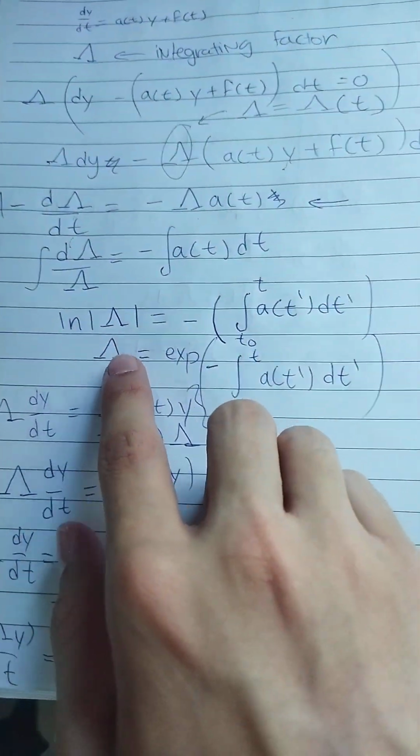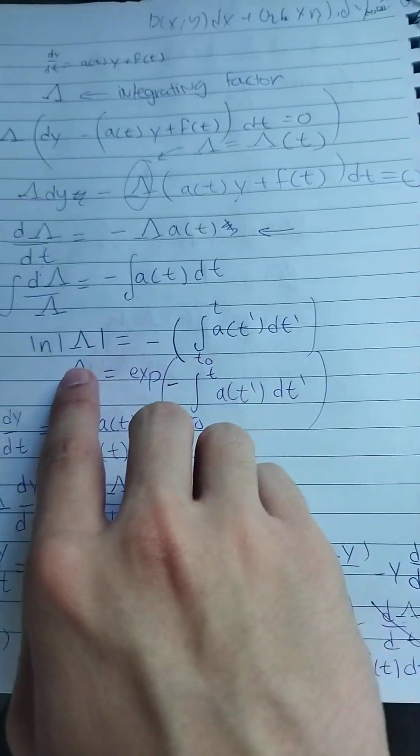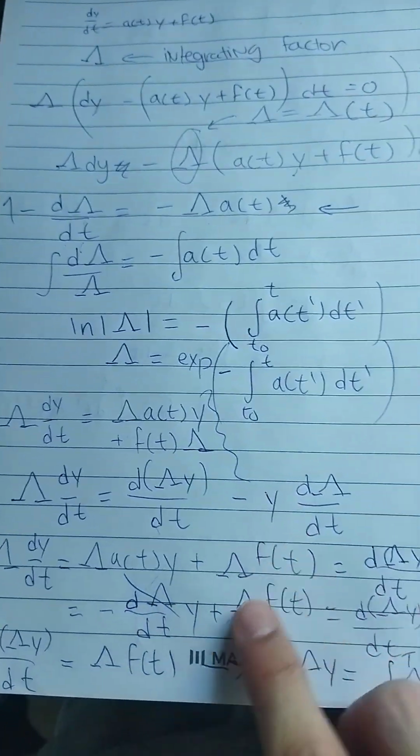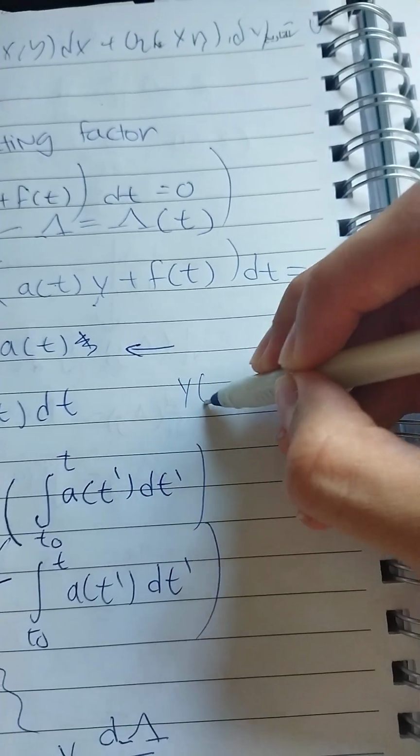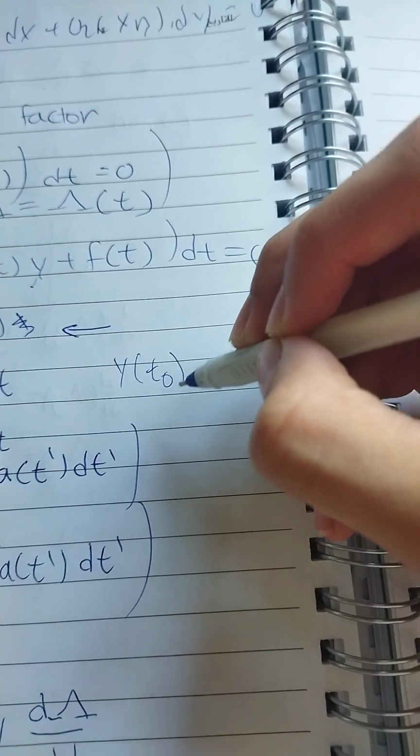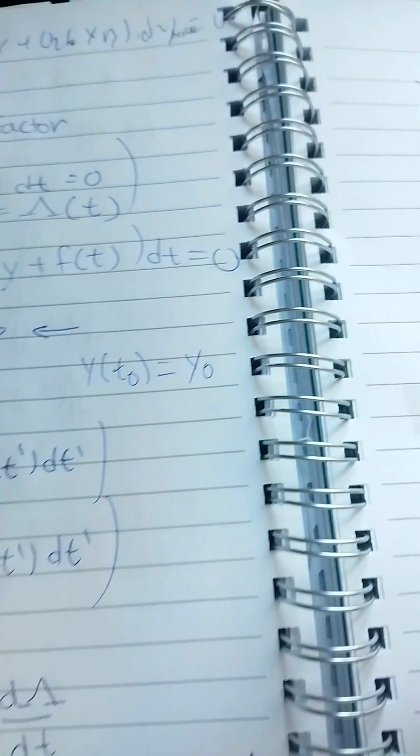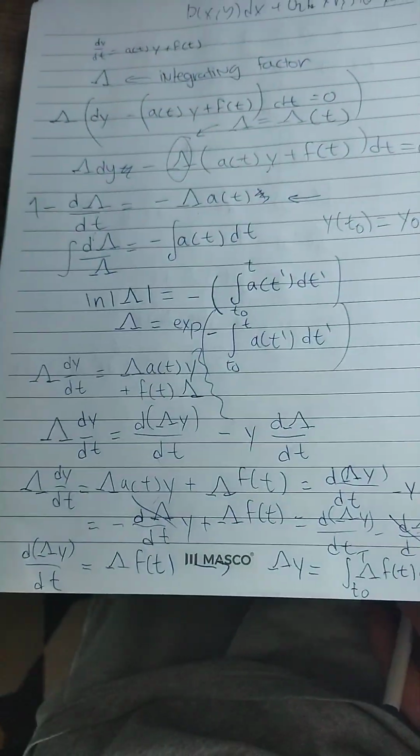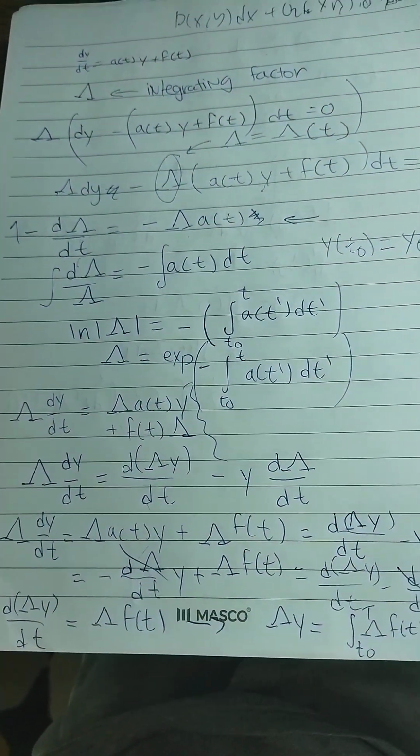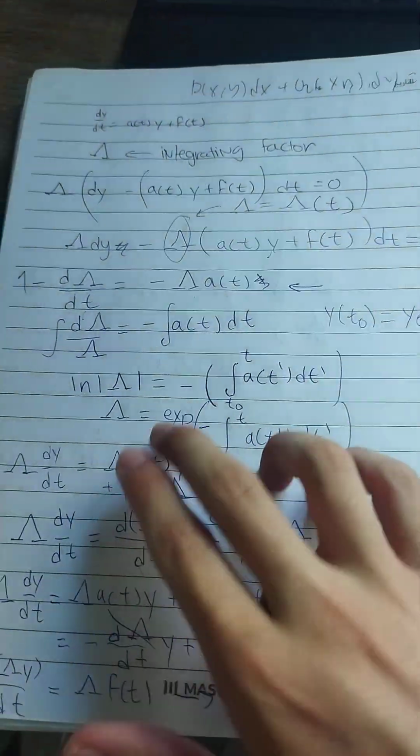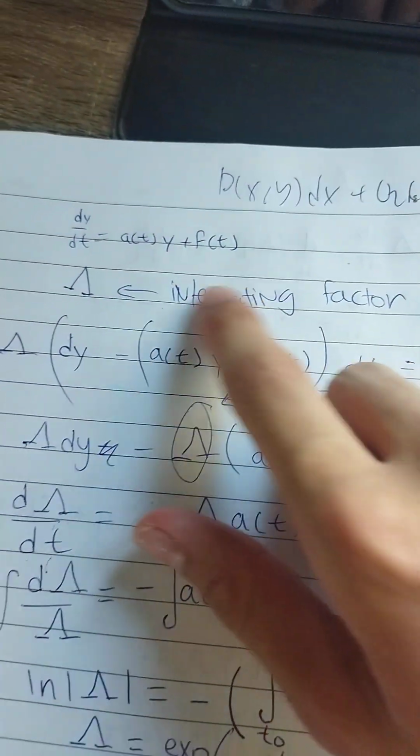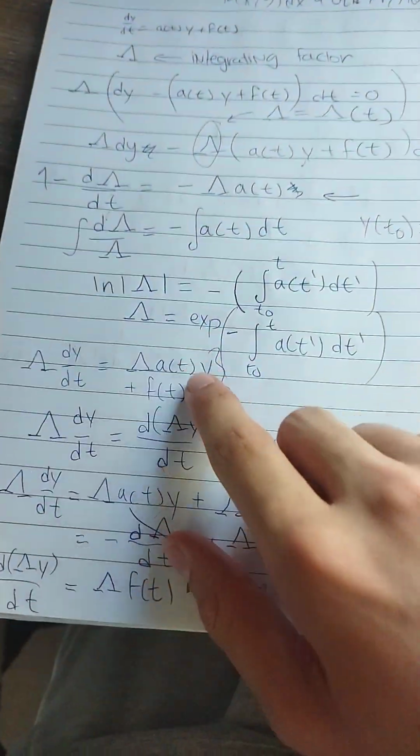So we integrate and we find the relation over here from t0 to t, and we define t0 to be our initial value, like this, right? So now that we know what lambda is, we take it and multiply it by the original linear equation, and you get this.